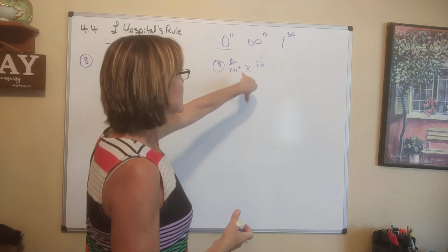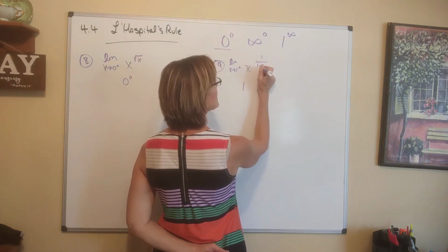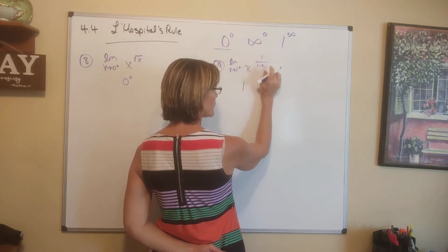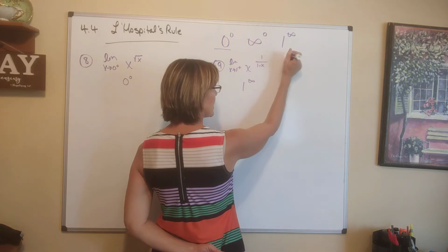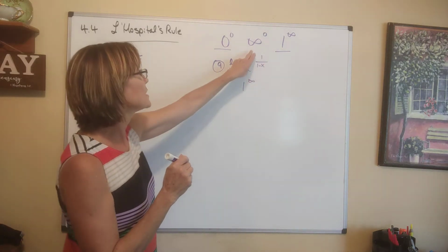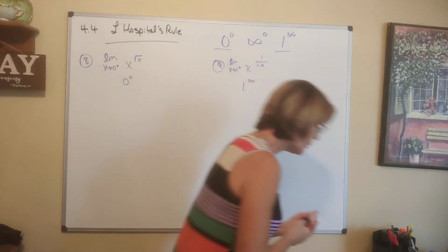What about this one? When x is 1, we have a 1 raised to the 1 over 1 minus 1. 1 over 0 is infinity. We're looking at this indeterminate form in this case. So if I did an example where we had this, you could also apply this the same way. Okay, this is how you begin this process.